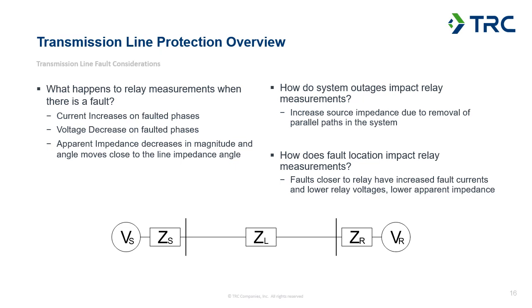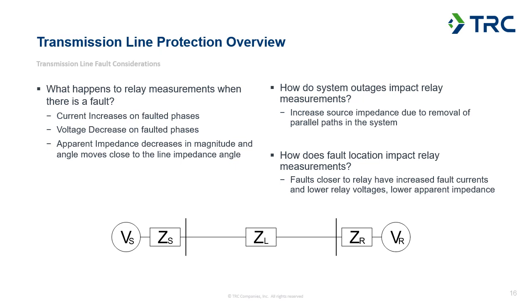For certain types of faults, you can also see the unfaulted phases having the opposite effect. You may have an increase in phase voltage on an unfaulted phase. You may see a decrease in current on the unfaulted phase as well. And then the apparent impedance that the relay is calculating is going to change as well. So we're going to have a couple different changes we'll see there.